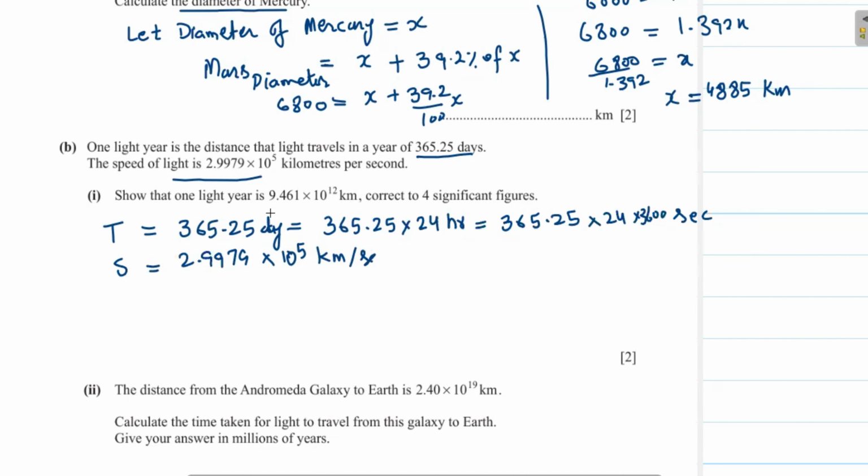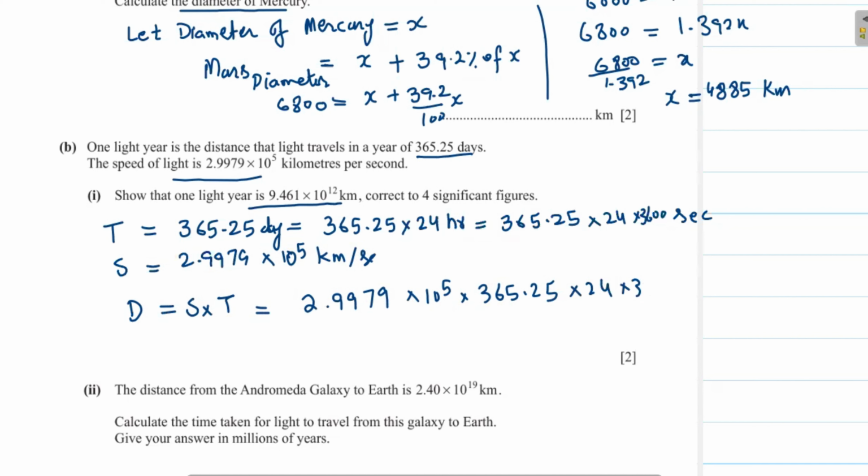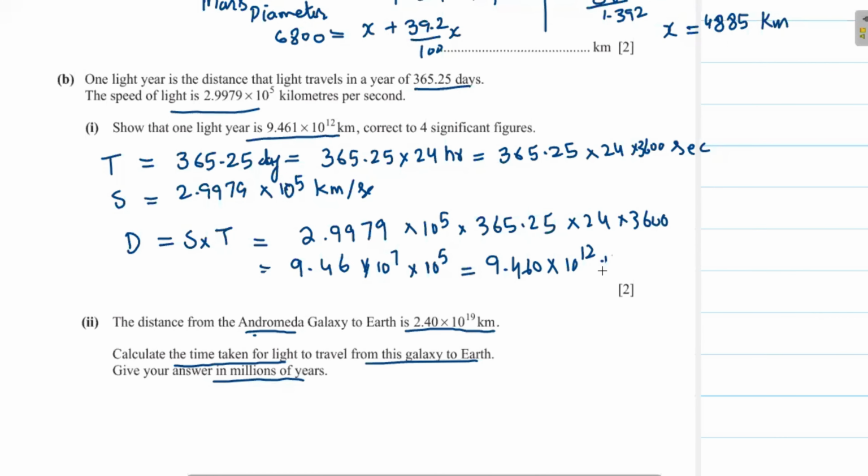Now we have to find the distance, 1 light year distance. You see here the distance will be equal to speed multiplied by time. You see here the speed is 2.9979 multiplied 10 power 5 multiply 365.25 multiply 24 multiply 3600. This will be equal to 9.46 multiplied 10 power 7 into 10 power 5. This will be equal to 9.460 10 power 12 kilometer is the answer.